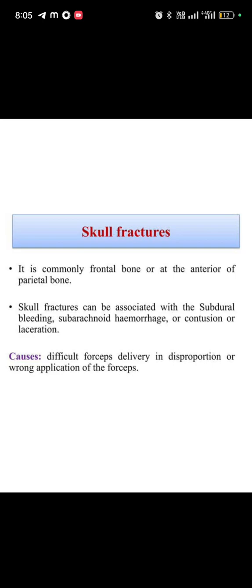Next, skull fracture. Skull fracture is common in the frontal bone or anterior parietal bone. The skull fracture may be associated with subdural bleeding, subarachnoid hemorrhage, or contusion or laceration. What will be the causes? Causes like difficult forceps delivery, disproportion, or wrong application of forceps.